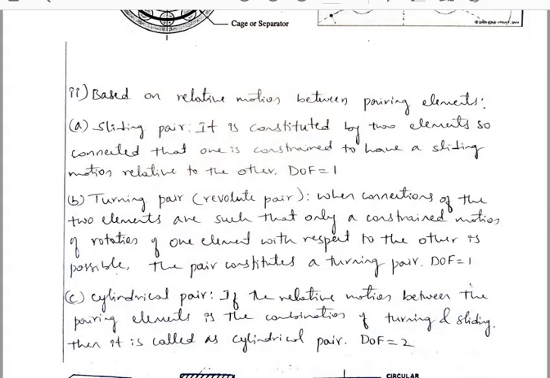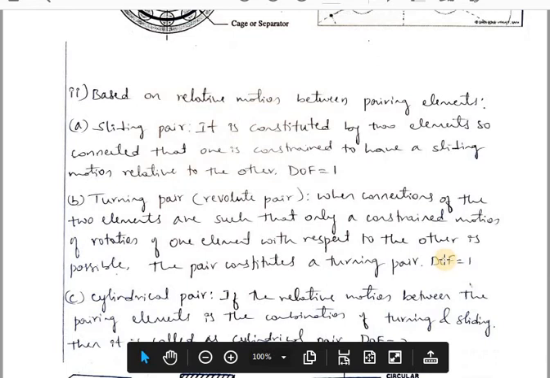Next, turning pair or revolute pair. When connections of the two elements are such that only a constrained motion of rotation of one element with respect to the other is possible. The pair consists of turning pair, okay, is an example, and again it will be having 1 degree of freedom.